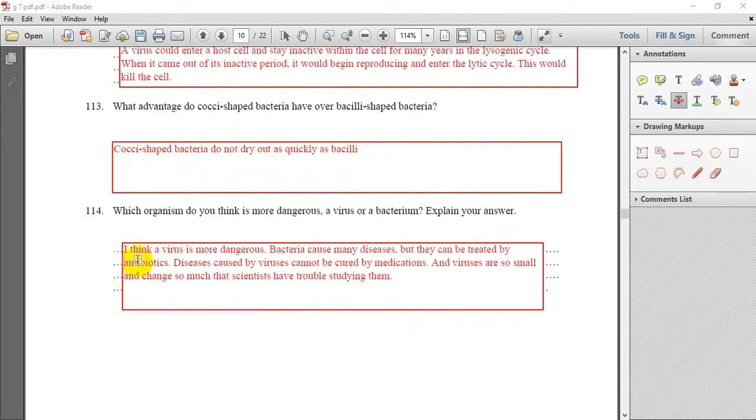So the answer, I think a virus is more dangerous because bacteria cause many diseases, but they can be treated by antibiotics. Diseases caused by viruses cannot be cured by medications. We cannot take antibiotics to kill a virus. And even antivirals don't kill viruses, they just stop them from reproducing. And viruses are so small and change so much that scientists have trouble studying them. And actually this is the problem that we are facing now.